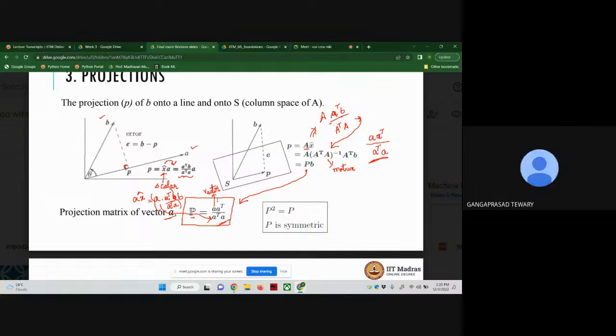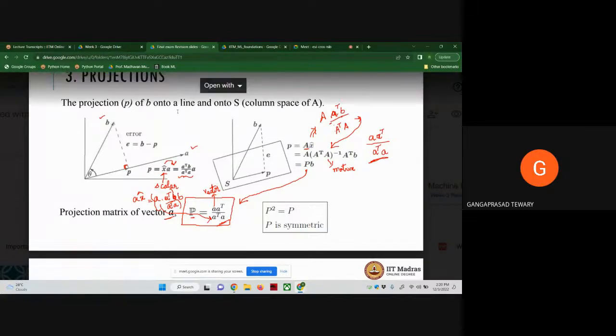Sir, what I'm asking about is why the perpendicular component is called error. Is it just the nomenclature, or is there some rationale behind it?